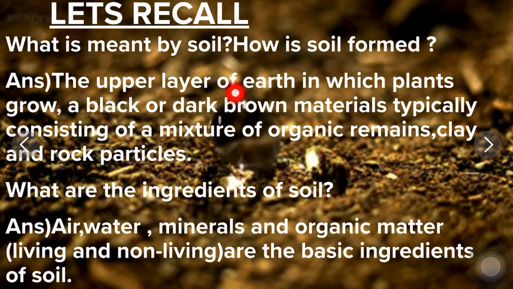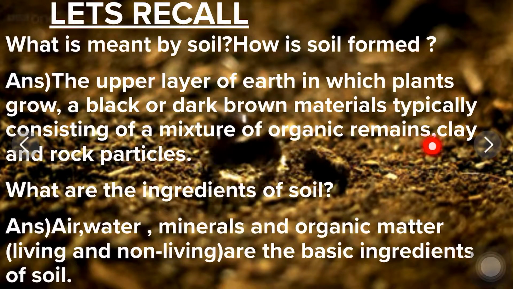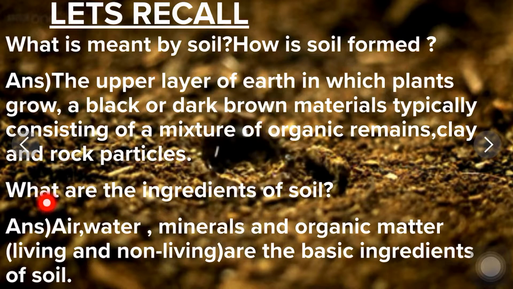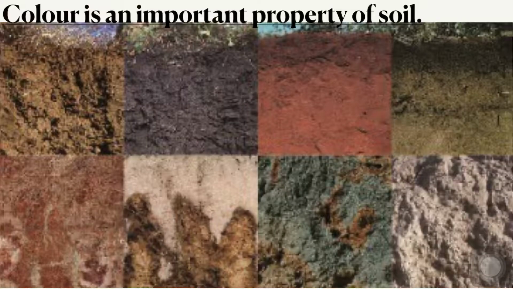The upper layer of earth in which plants grow, with black or dark brown materials, typically consisting of a mixture of organic remains, clay and rock particles. Now, what are the ingredients of soil? Answer: air, water, minerals and organic matter, living and non-living, are the basic ingredients of soil. Now, let's start with the properties of soil.